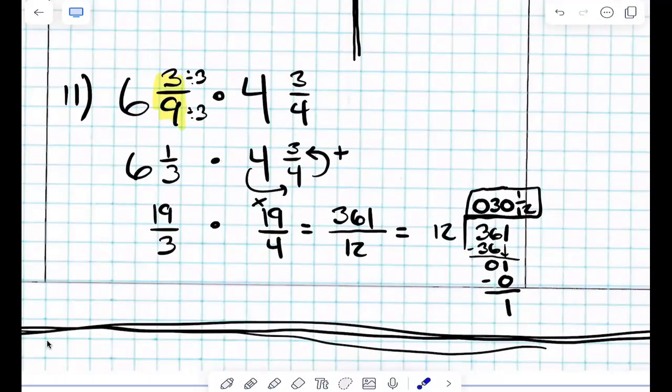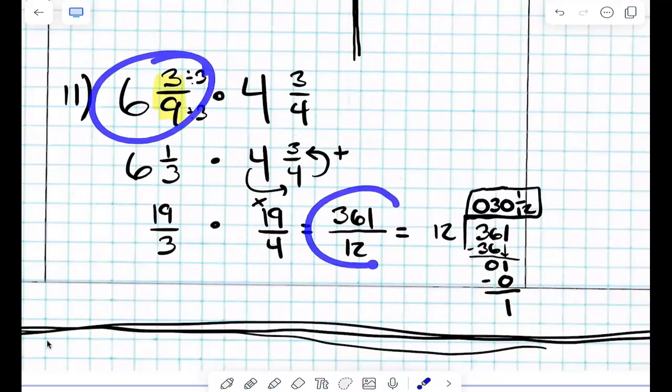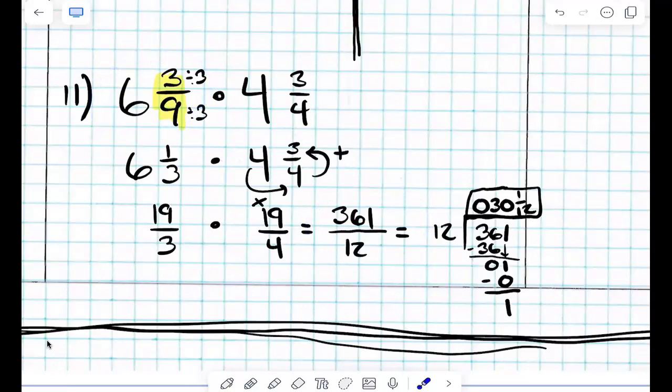Yes or no? Yes. If you weren't to reduce this early, you would have been dealing with a number like 1,053 or something. Yeah, 1,083. Would you rather deal with the number in the thousands or in the 300s? We good people?